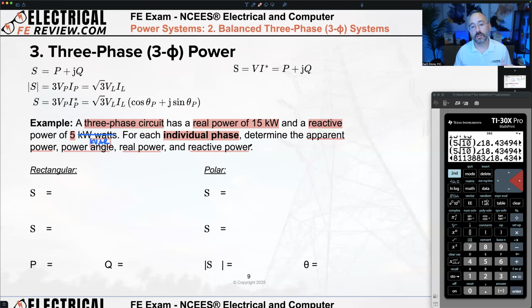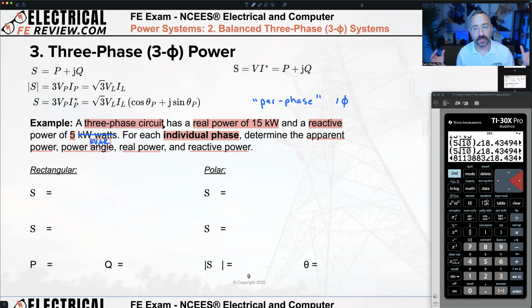What's this problem really asking for? What complex number do I need to know in order to know either the apparent power and power angle in polar, or the real power and reactive power in rectangular? The problem's asking for the complex power in rectangular or polar, but it's not asking for the three-phase complex power. It's asking for the complex power for each individual phase. A great vocabulary word for this is per-phase power. It's asking for the quantity in each individual single phase that makes up our overall three-phase circuit.